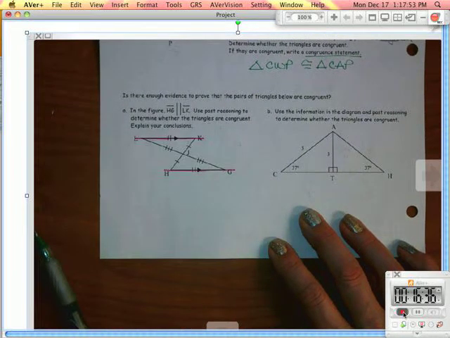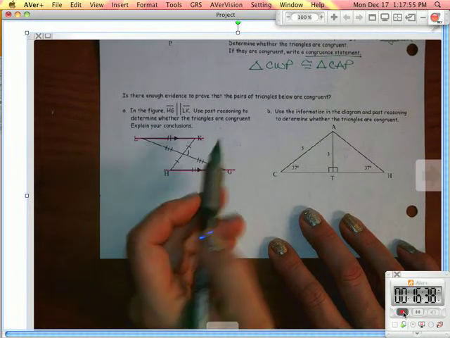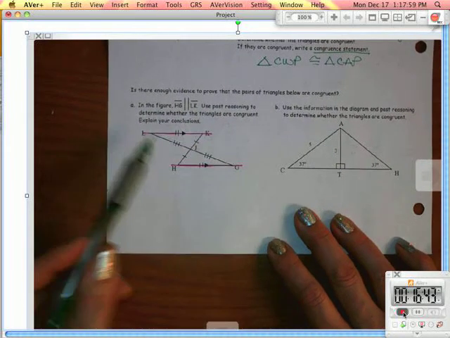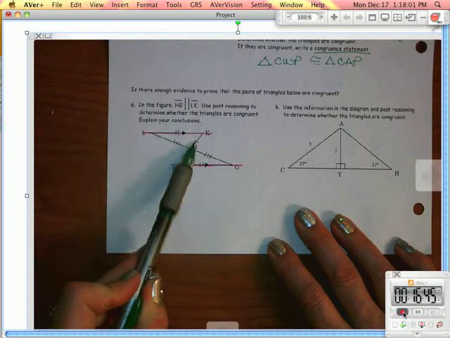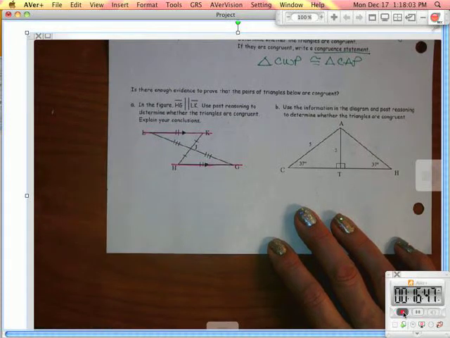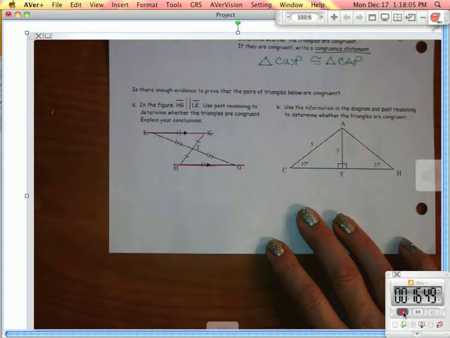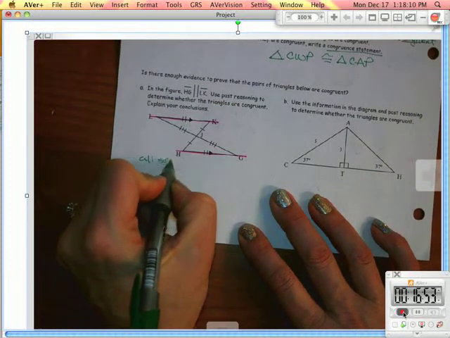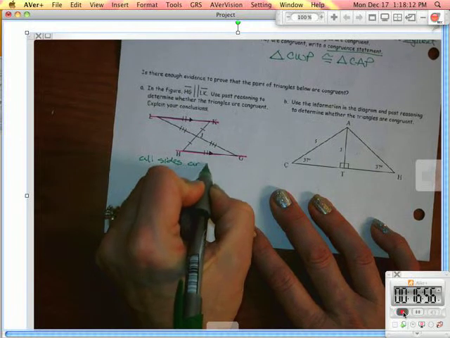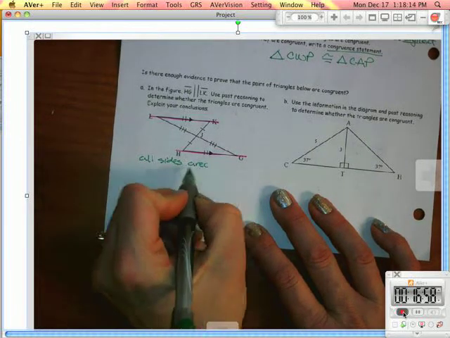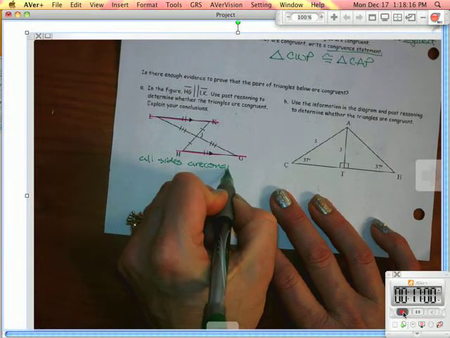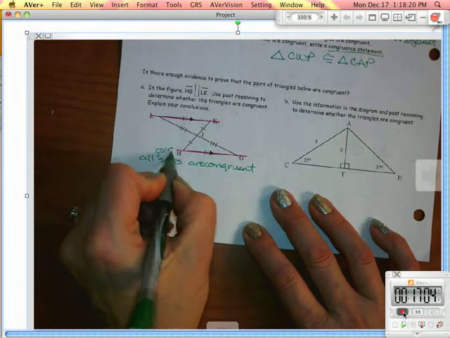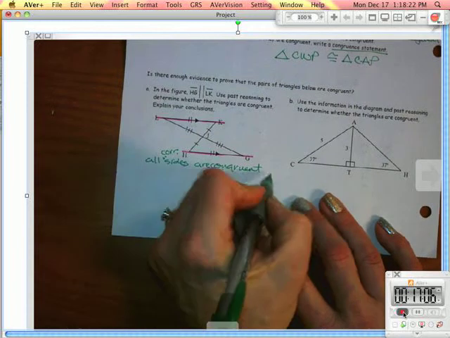Did they already tell us that all the corresponding sides are congruent? Yes, the sides are good. So all corresponding sides are congruent, to be specific. I'm going to abbreviate. All corresponding sides are congruent. That was given to me. Well, let's talk about the angles. We have to prove the angles are congruent.